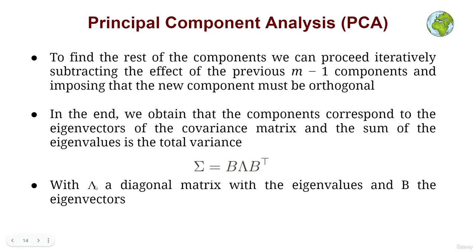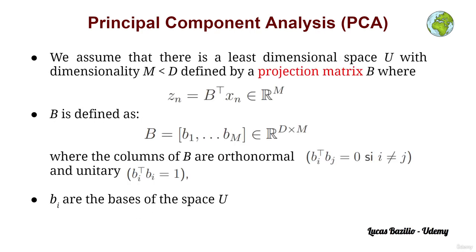Where this Greek Lambda, another symbol to represent lambda with another notation, is a diagonal matrix. Remember that a diagonal matrix is a matrix in which the entries outside the main diagonal are all zero. So we really only have elements in the diagonal, and this Lambda is going to be the diagonal matrix with the eigenvalues, and B is going to be the eigenvectors. As we can see here, each element in B is an eigenvector.